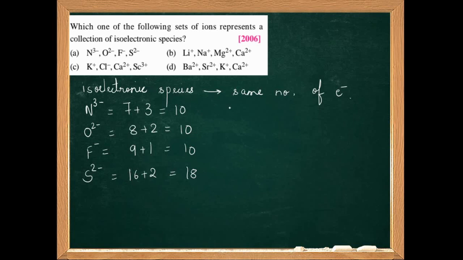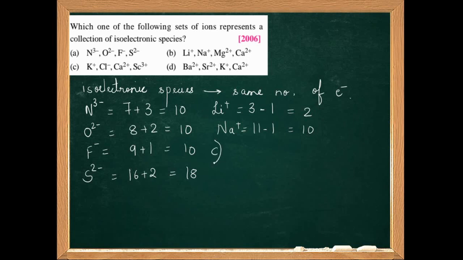So the next option we have lithium plus, which is what? Lithium has in total 3 electrons minus 1, because there is 1 electron that is taken off, so this becomes 2. Then sodium plus is equal to 11 electrons minus 1, which is 10. So in the first two options itself, we could see that there aren't the same number of electrons. So B is definitely not the option.